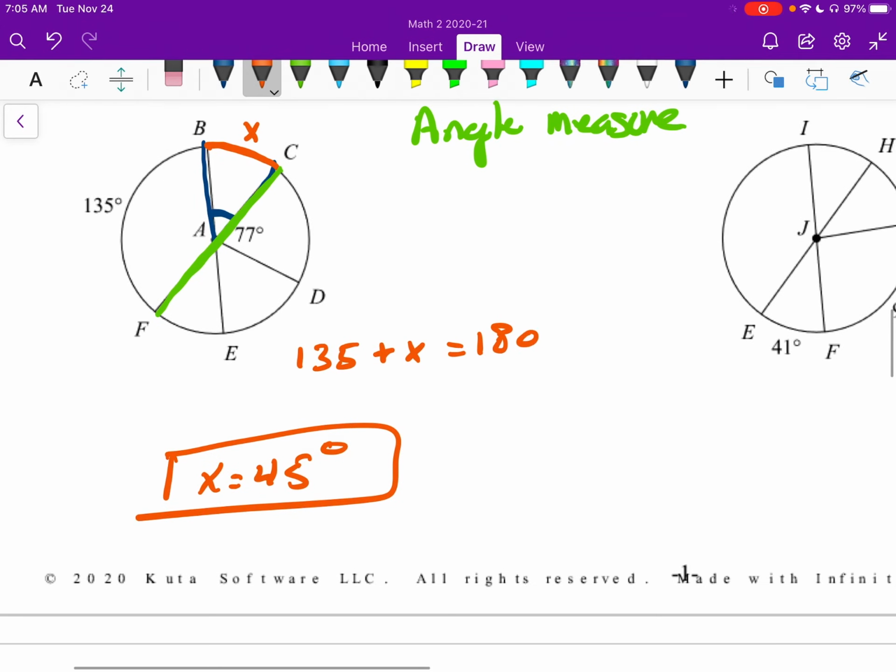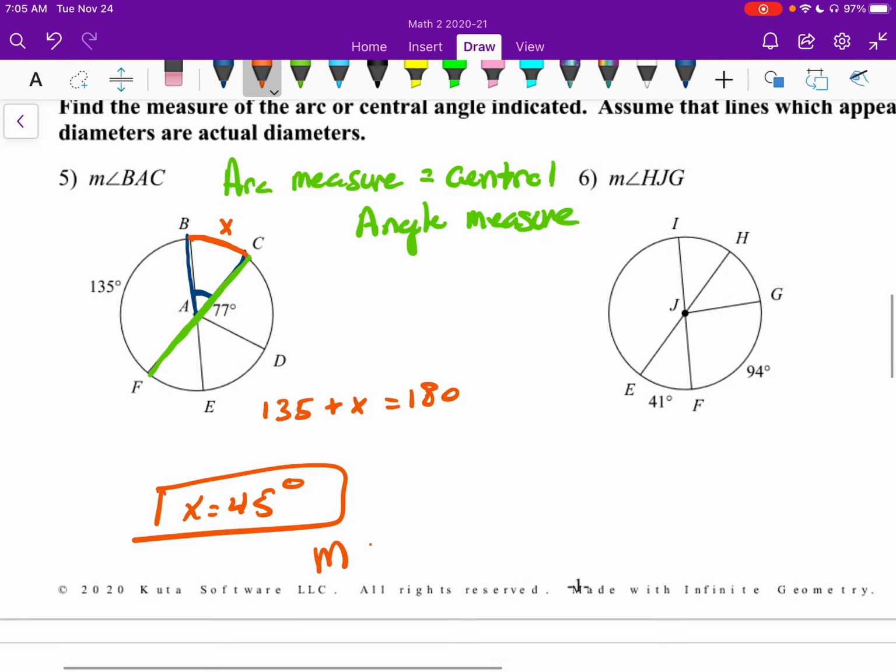Or if you wanted to put it back in their words, you could say the measure of angle BAC is 45 degrees. All right, number 6.